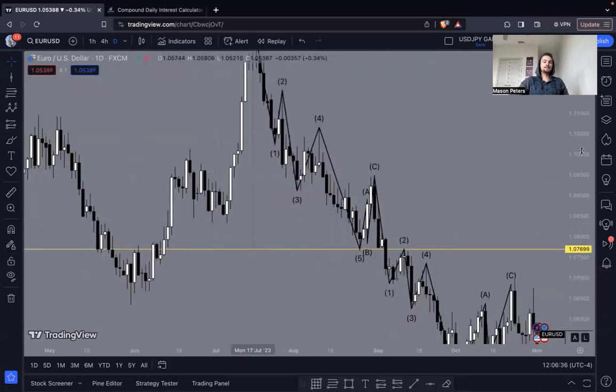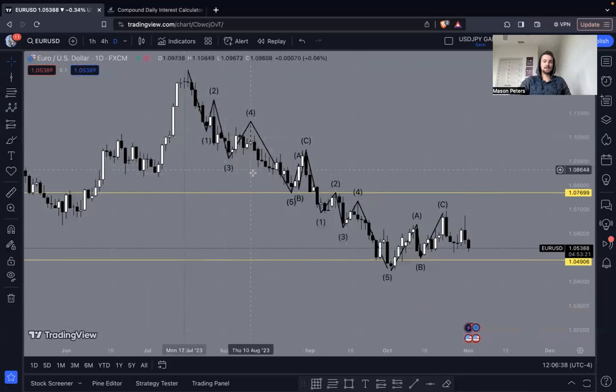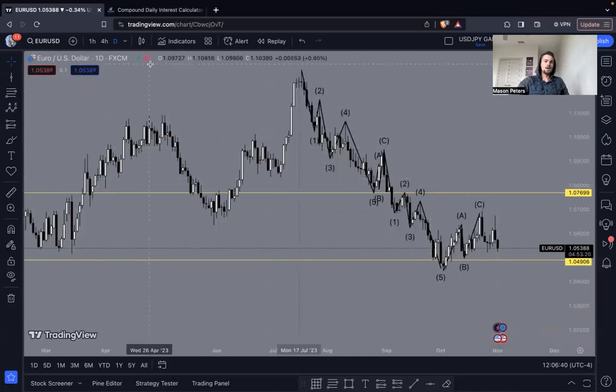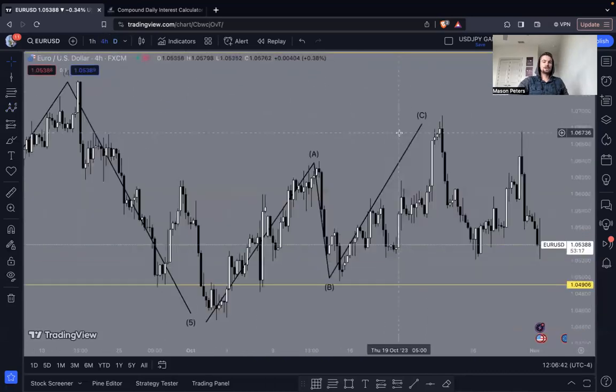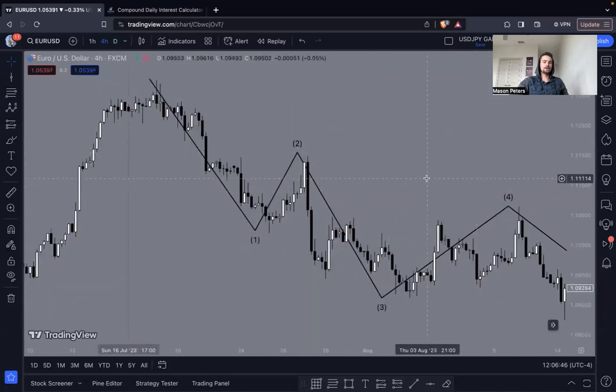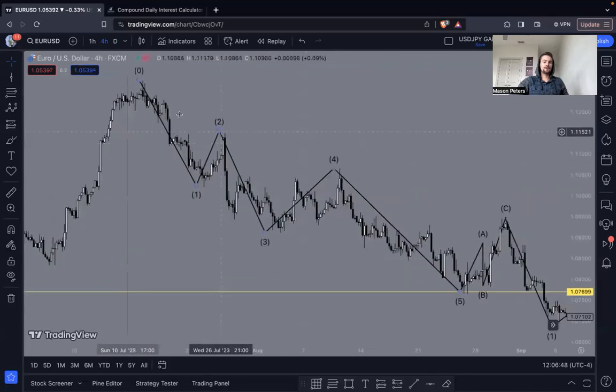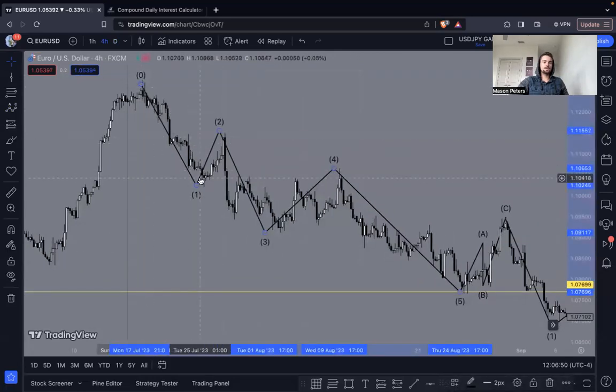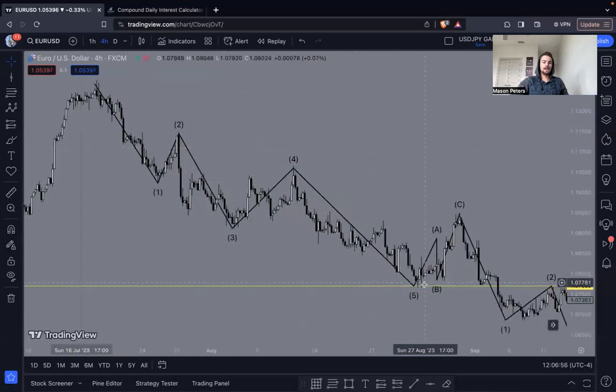So we're on the daily time frame. We're looking at this Elliott wave sequence, right? Let's go down to that 4-hour, and let's go ahead and go back to the left and see what we're looking at on the first 5-wave sequence. The first five-wave sequence was 1, 2, 3, 4, and 5.